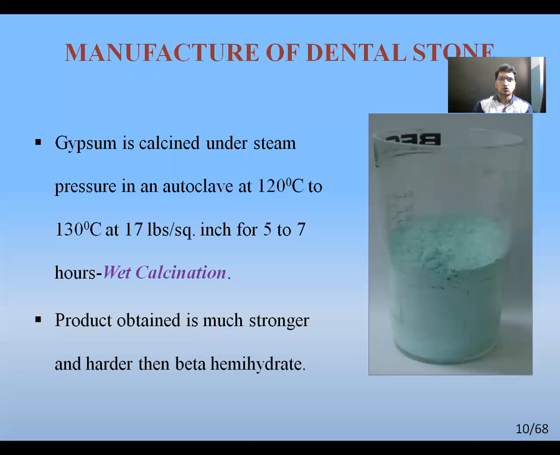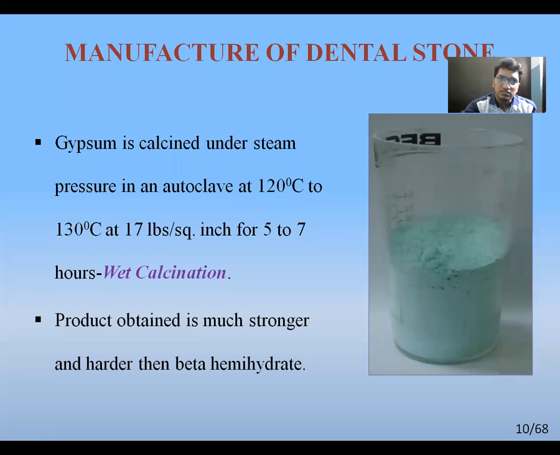There is an instrument known as an autoclave. We take gypsum, put it into the autoclave, and heat is applied to it. The temperature is about 120 to 130 degrees centigrade and the pressure is about 17 psi, and we do this procedure for 5 to 7 hours. Like you see how mom makes rice, steam is created in the pressure cooker. Likewise, the same steam is created in the autoclave, so it is known as wet calcination.